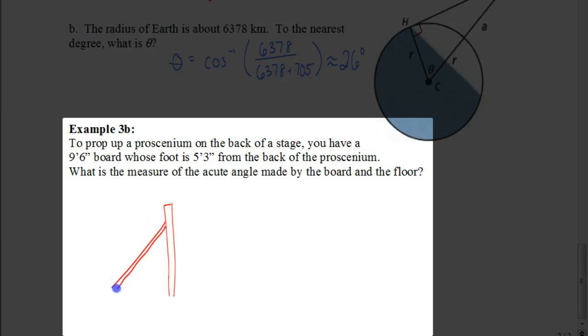Okay, so this would be our board. This is the distance it is away from that proscenium. They say that this is 9 feet 6 inches, and this is 5 feet 3 inches. Right now we have mixed units, feet and inches. We want to convert these either all to feet or all to inches.